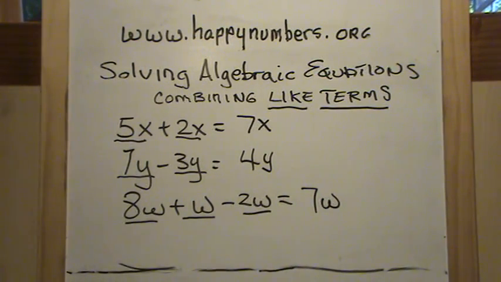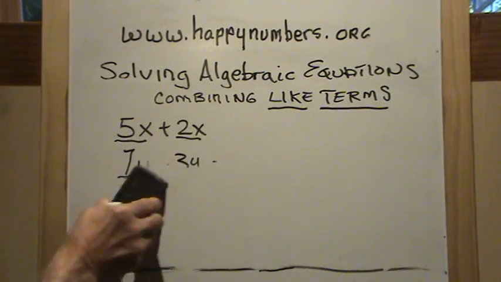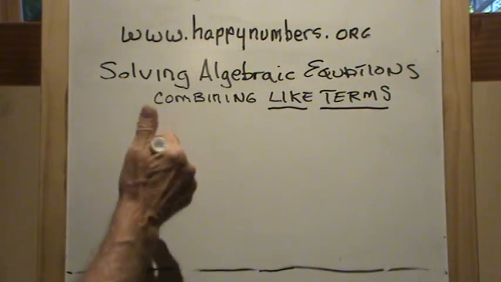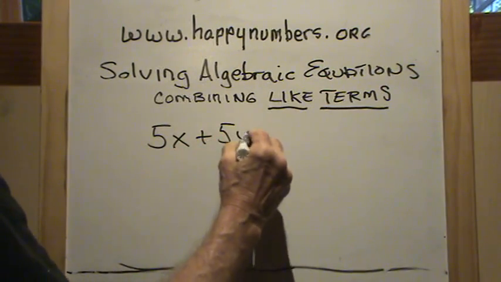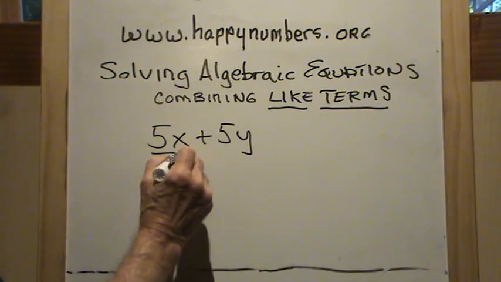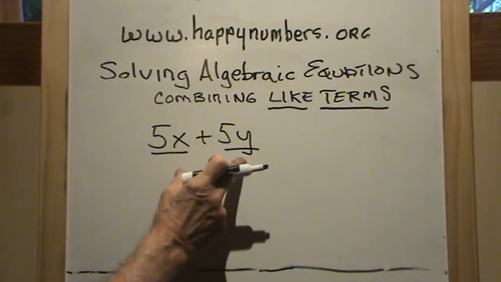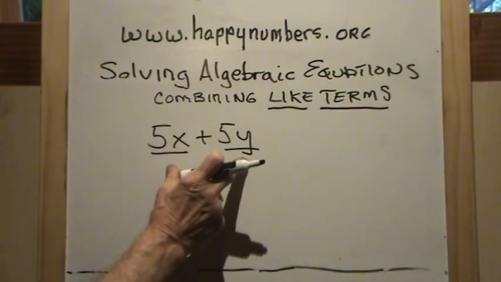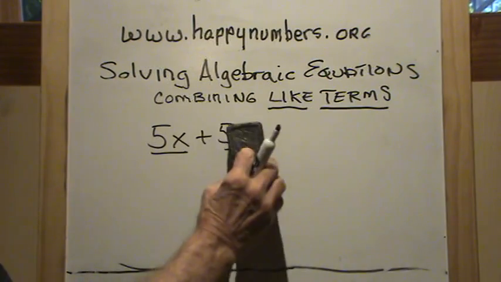So, in an algebraic equation, if I have like terms, I can combine them, and we'll take a look at that in a second, but I just want to point this out. If I had 5x plus 5y, I cannot combine these two terms because this term has an x in it and this term has a y in it, so they're not like. So this would be like trying to put apples and oranges together. They're not the same, so I can't do anything with it.